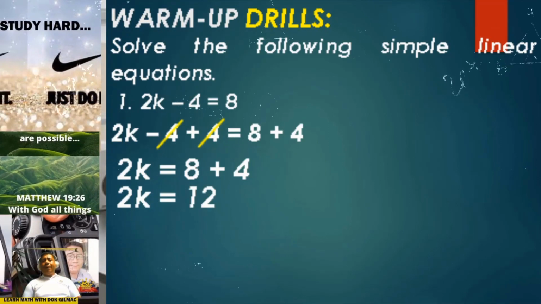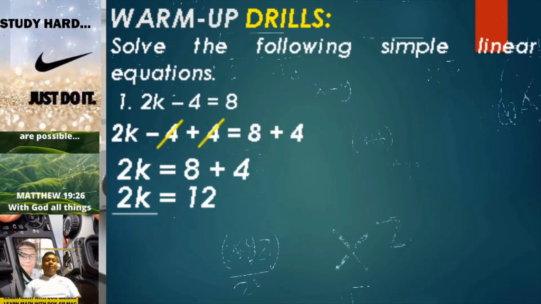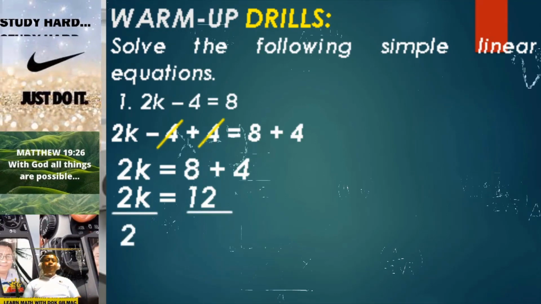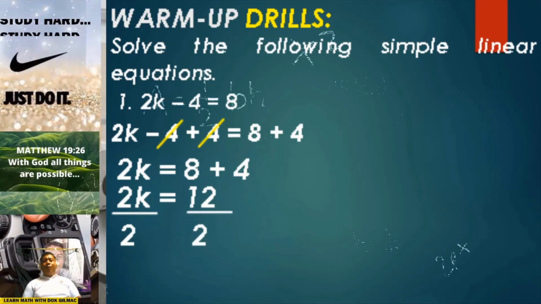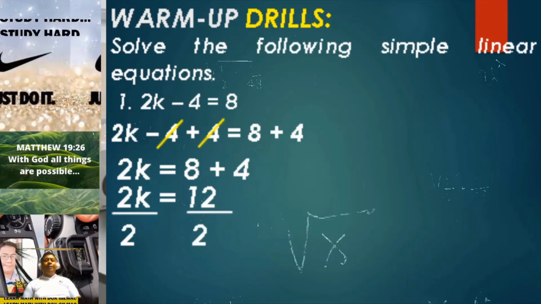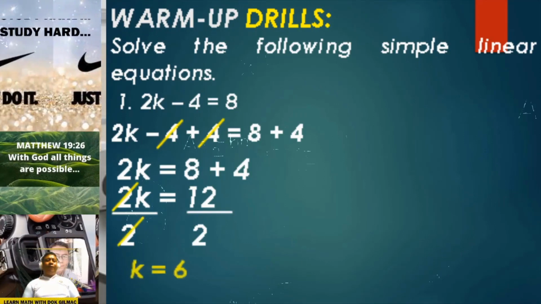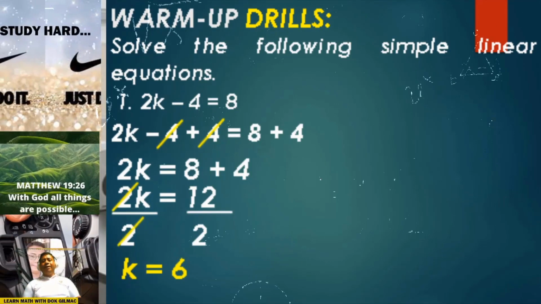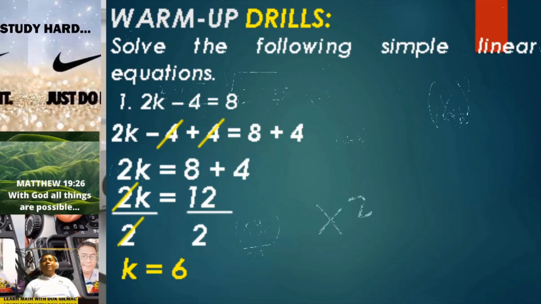Applying division property of equality, we can divide both sides by 2. Cancel out 2 since 2 and 1 over 2 are multiplicative inverse. So we cancel 2 and 2. So we have k is equal to 6 since 12 over 2 is equal to 6.